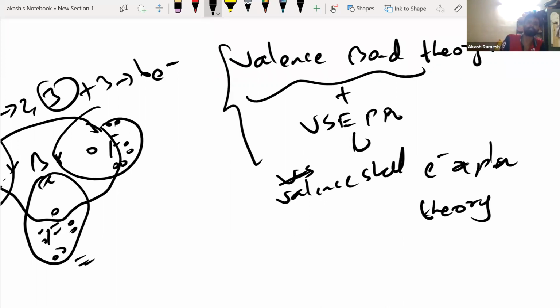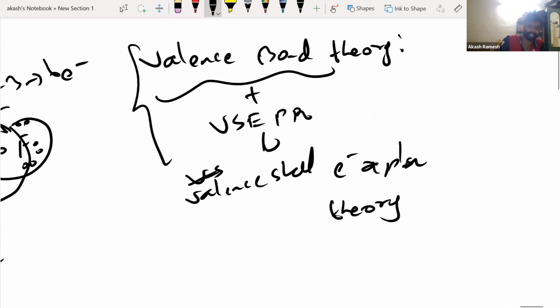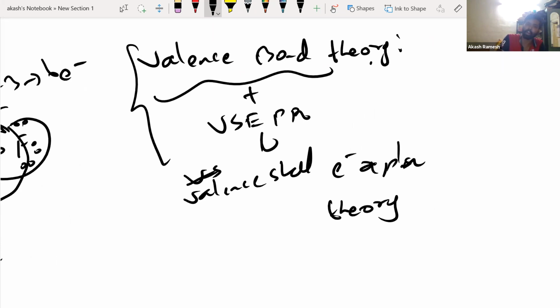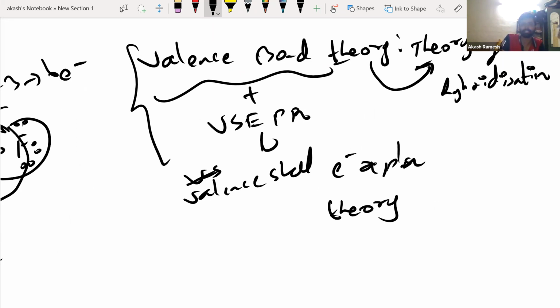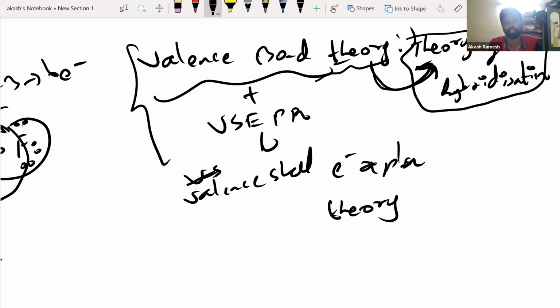Actually, valence bond theory got updated by someone into something called the theory of hybridization. In your NCERT textbook, valence bond theory and theory of hybridization are given to be the same, but it is not exactly the same. Valence bond theory was developed by one scientist, I forgot the name, and it had some problems, so little modifications were done and then came the theory of hybridization. In 99% of textbooks, you will find both are treated as the same, and they will not even mention the theory of hybridization, but these two are different.